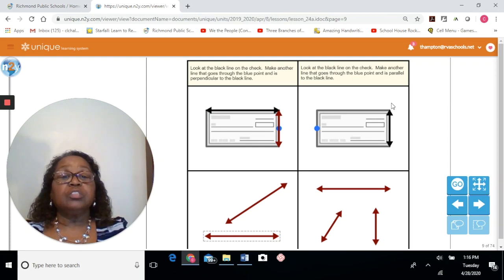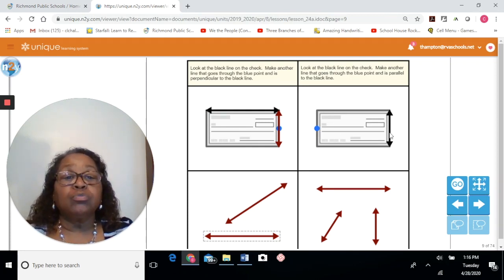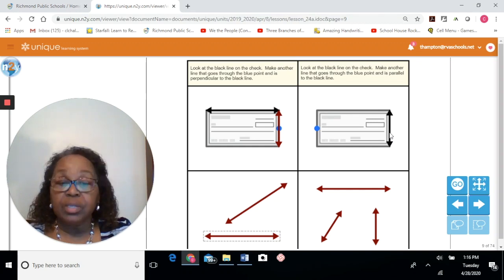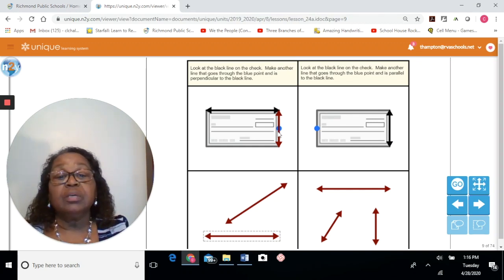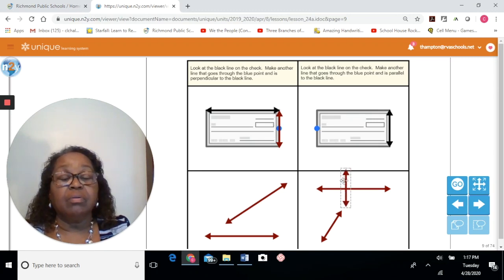Okay, this one, it says, look at the black line on the check, this one right here. Make another line that goes through the blue point and is parallel. Remember here, this is perpendicular. It intersects. Right here, it has to be parallel. Parallel lines never, ever intersect. First, it has to go through the blue dot, and it has to be parallel.